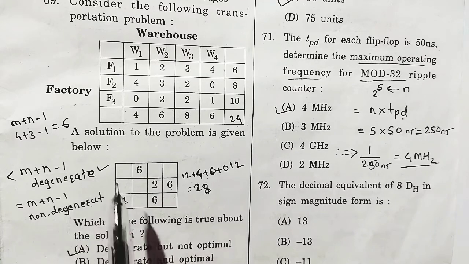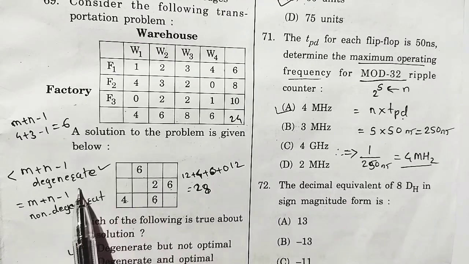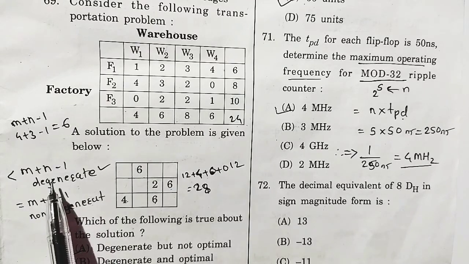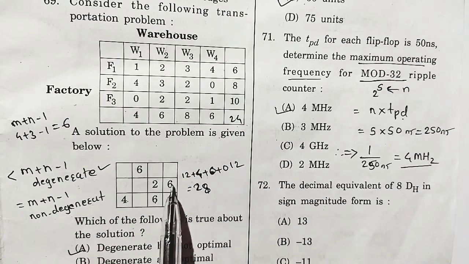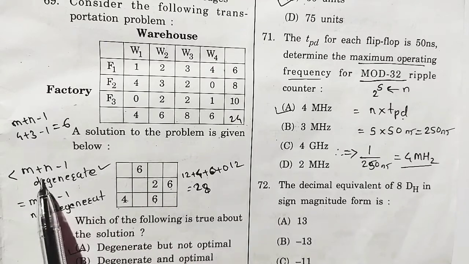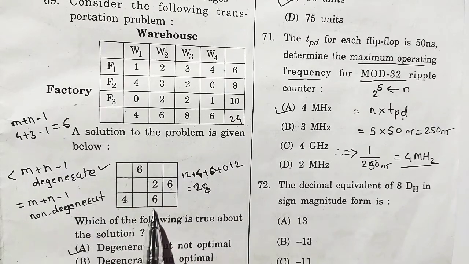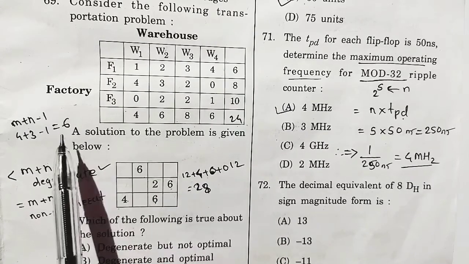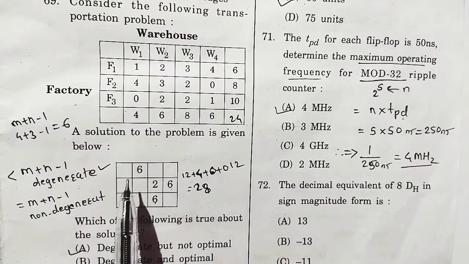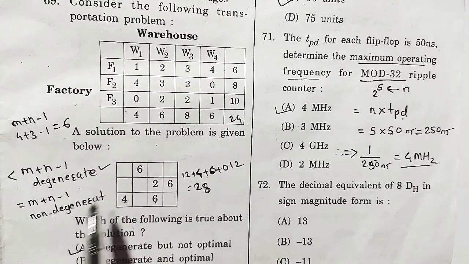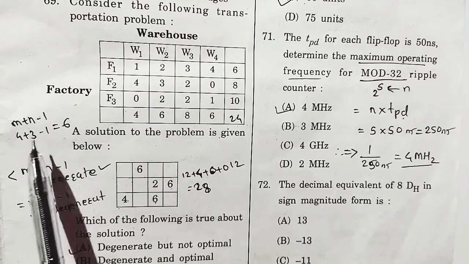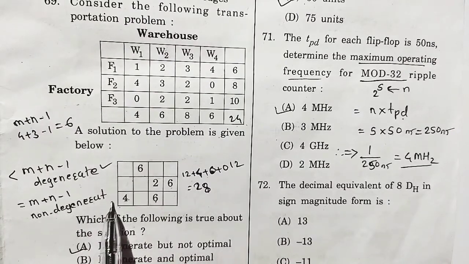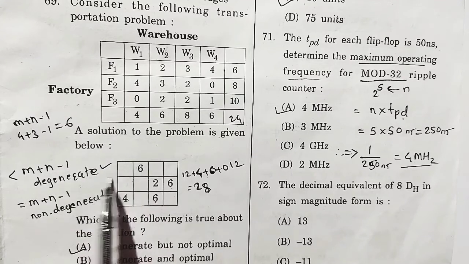The solution is degenerate if the number of allocations, 1, 2, 3, 4, 5, is less than m plus n minus 1. Yes, here there are 5 allocations and they are less than 6. So the given solution is a degenerate solution. If this were equal to m plus n minus 1, but here it is 5 and here 6, it is not equal, so it would not be a non-degenerate solution. So this solution is a degenerate solution.